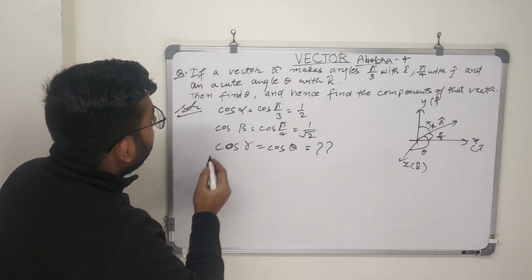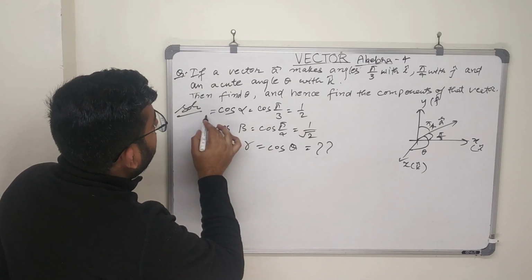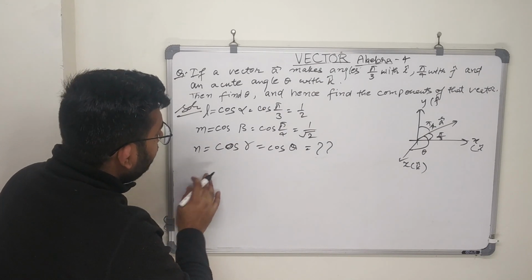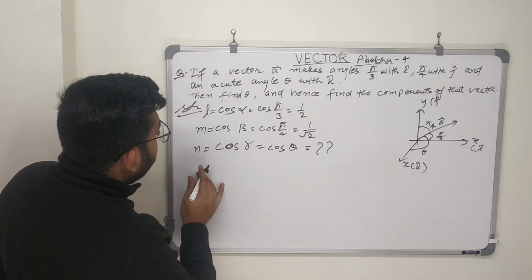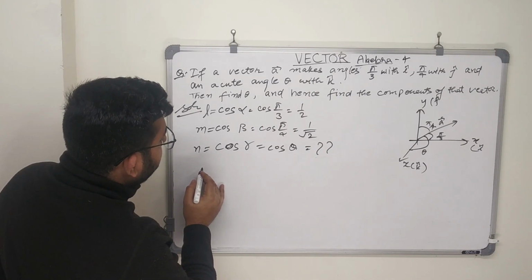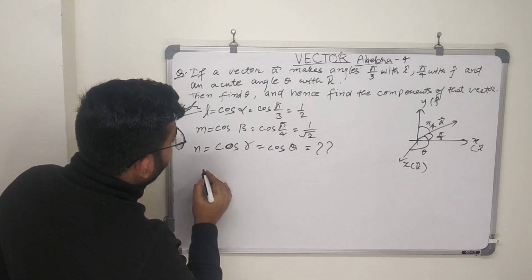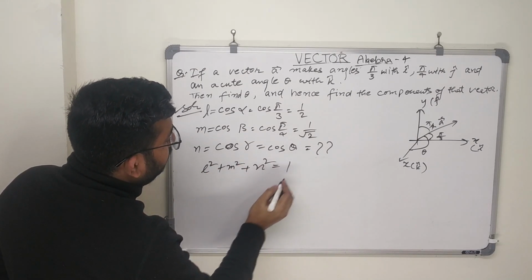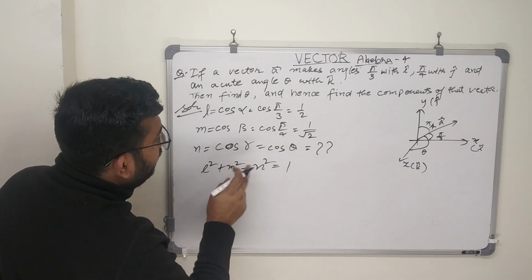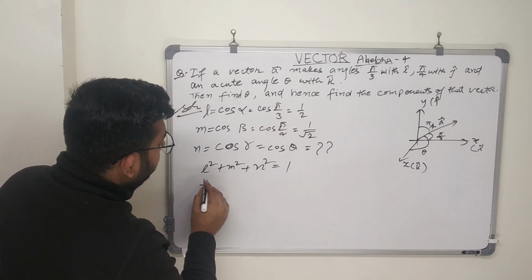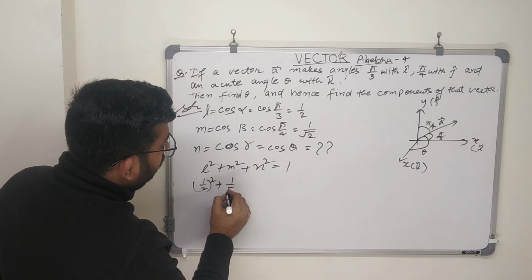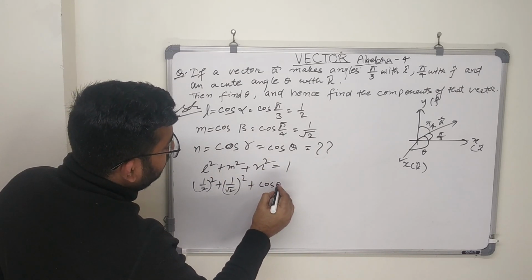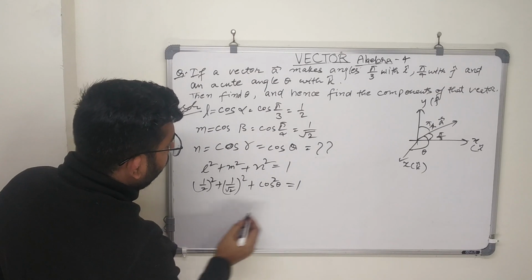So we know that the direction cosines, this will be L, this will be M and this will be N. We know that the sum of squares of the direction cosines is equal to 1, that is L square plus M square plus N square is equal to 1. So now putting the values of L, M and N, that is (1/2) square plus (1/√2) square plus n, that is cos of theta square, that is equal to 1.